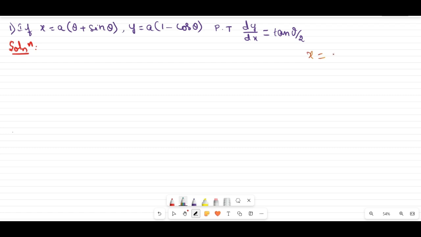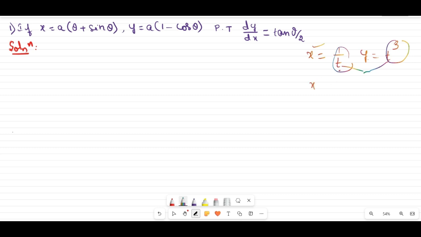For example, see here, x is equal to 1 by t, y is equal to t cube. Observe this. I am expressing x in terms of t, y in terms of t. So what is the parameter? t. t is the parameter. So expressing x and y in terms of another variable is called parametric functions.